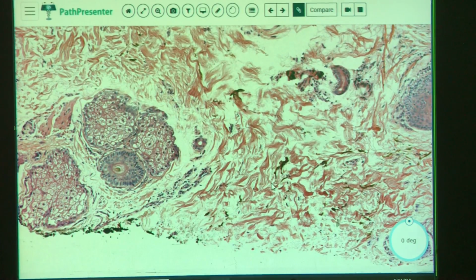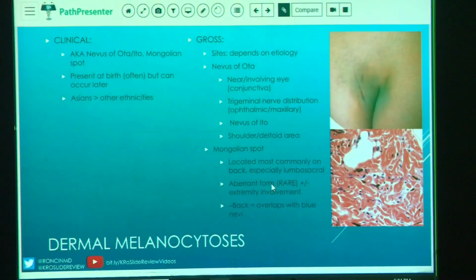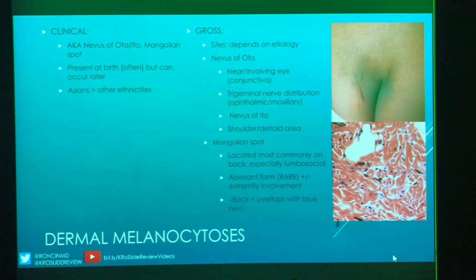Alright. Okay. So you said Mongolian spot, but we're in pathology. So what would we call this? Dermal melanocytosis. Yeah. Okay, so lots of different names for this. Nevus of Ota, Nevus of Ito.